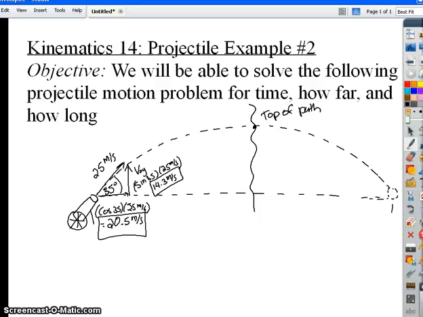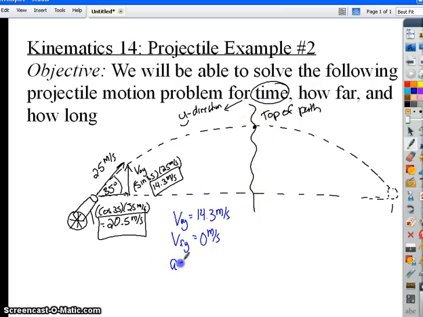So, if you notice, the time it is in the air is limited by the y direction. Okay, gravity is pulling this thing back down. Gravity is what causes this thing to come back to the ground. So the time in the air is limited by the y direction. So let's look at the y direction first. We have our initial velocity in the y direction is equal to 14.3 meters per second. Our final velocity in the y direction is going to be equal to 0 meters per second, because in the y direction, at the top of the path, the velocity is equal to 0.